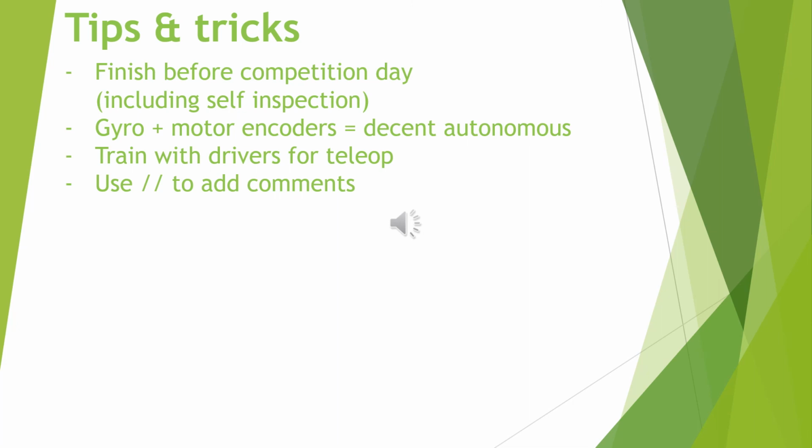Another tip for the more unexperienced teams is that just using the gyro from your Rev expansion hub and motor encoders can already make a decent autonomous. You've seen us talk about a bunch of other sensors you can use, but just the combination of those two already gives you a good enough autonomous for most teams.